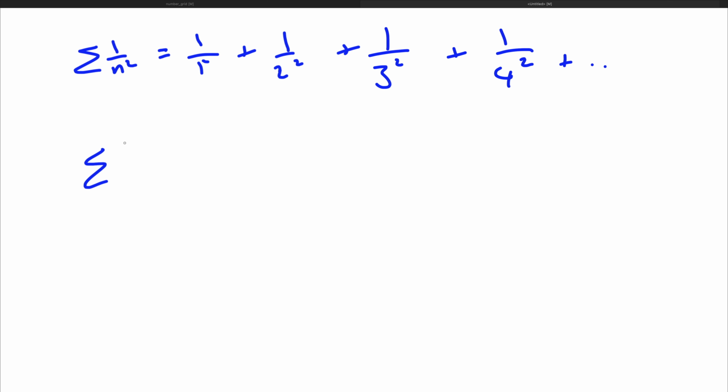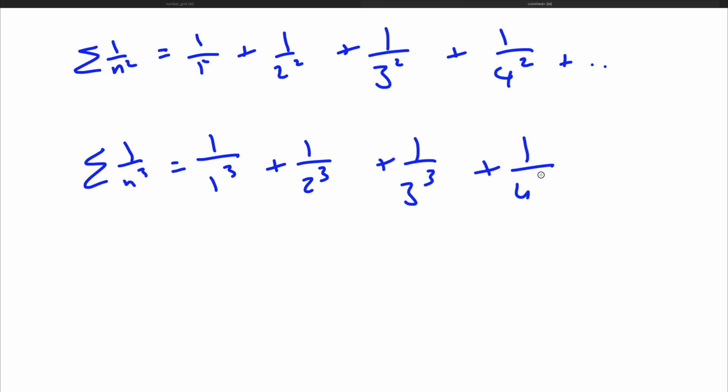And we want to ask, does the sum of 1 over n cubed converge? If we do the infinite sum there, that's 1 over 1 cubed plus 1 over 2 cubed plus 1 over 3 cubed plus 1 over 4 cubed, and so on. Now, we know the sum of 1 over n squared converges to pi squared over 6. Does this thing converge? Well, we can say it does.